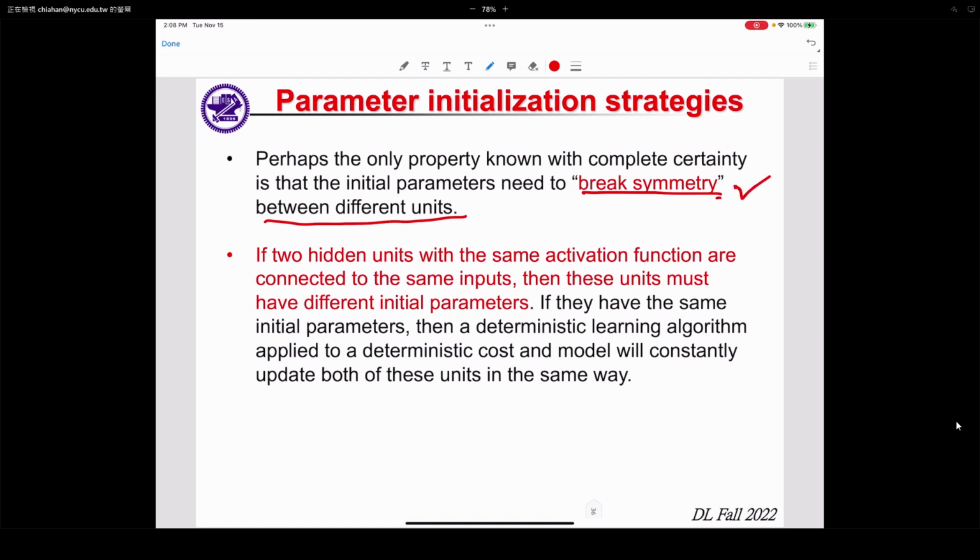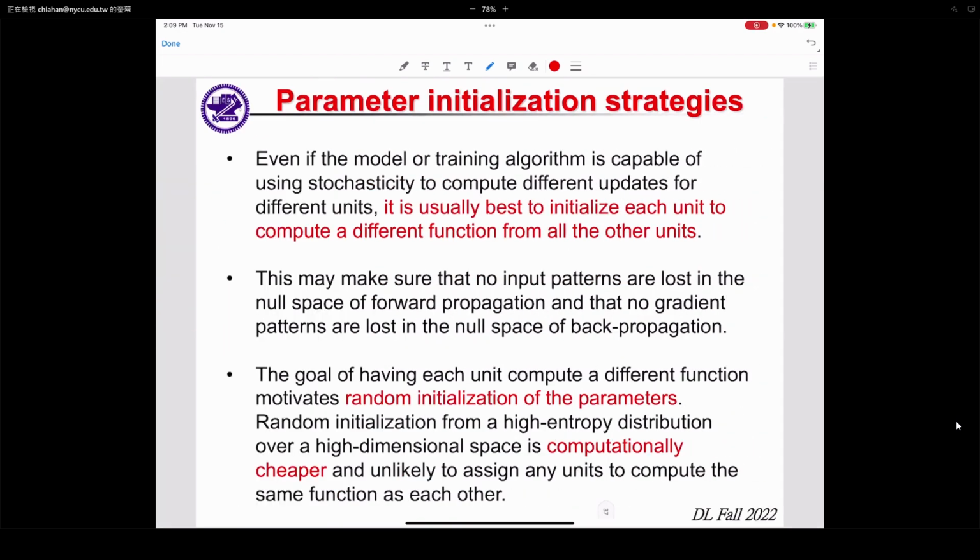If you have the same initialization, we can easily exchange two units and still have the same result. So you don't want them to have the same initialization. Otherwise, later they will have the same function, and at the end everything will be the same weight. So you expect units to have different initialization. So you have to break the symmetry. So how do you break the symmetry?